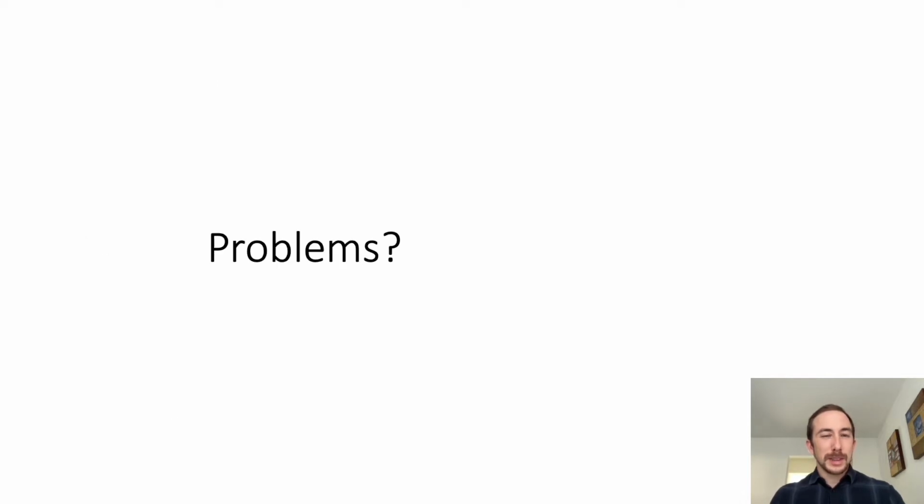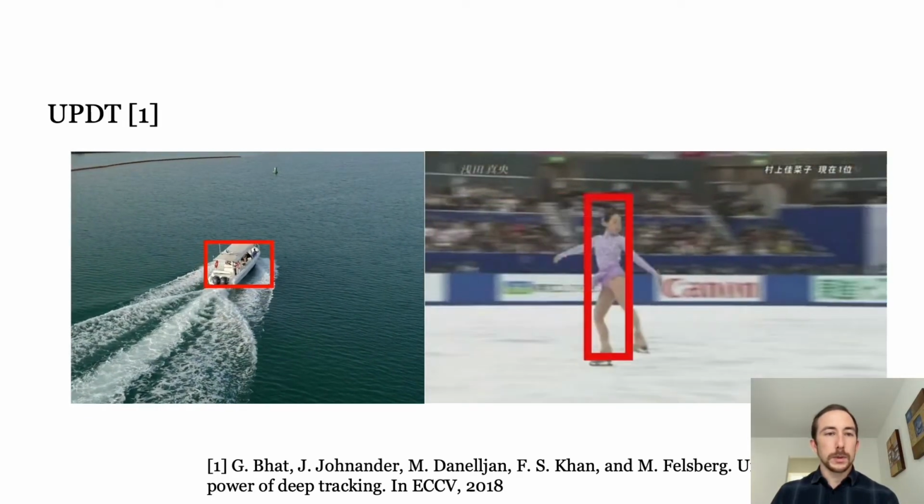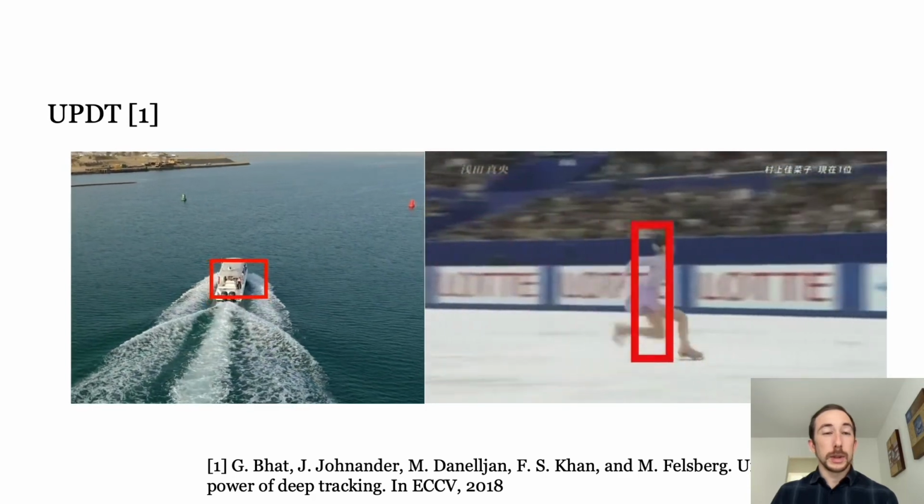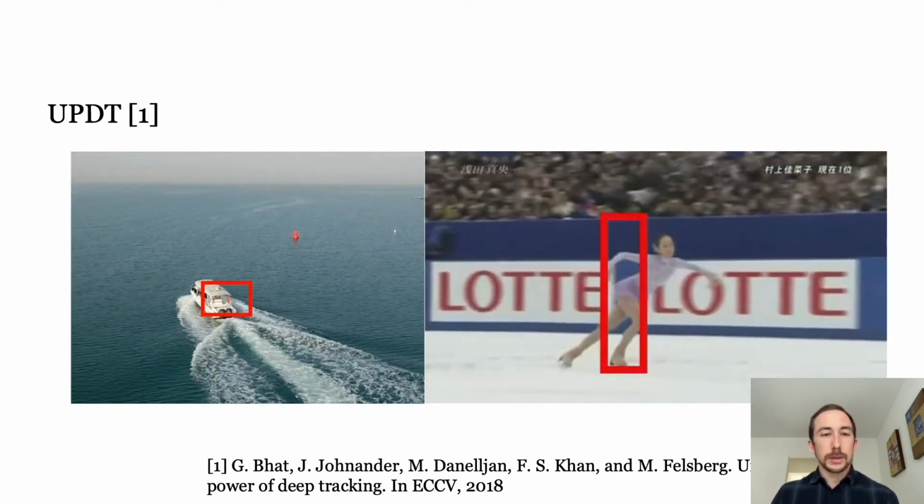But next, let's discuss the problems of this DCF formulation. So for example, we can look at the UPDT, which was really the last of our pure correlation-based trackers. And as you can see, the quality of the estimated bounding boxes are not particularly good.